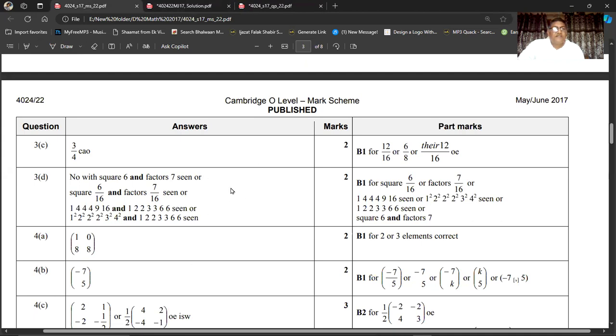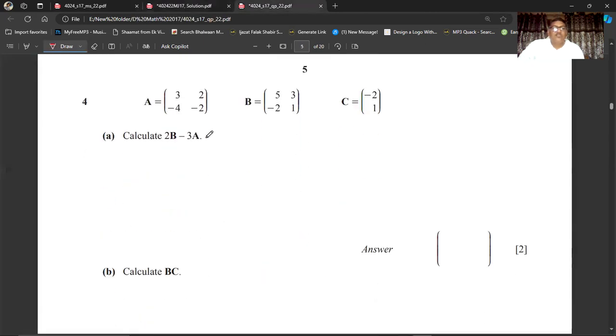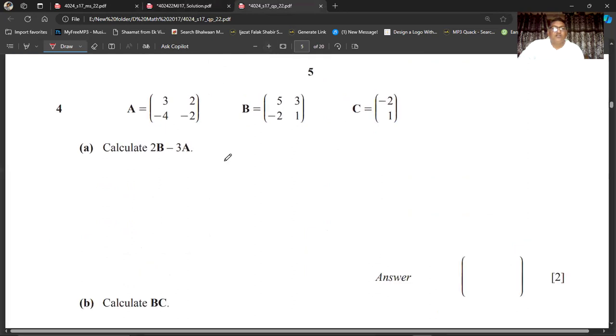So this is the answer. This is how it is done. Okay, I hope you understand. Question number 4, we are going on to question number 4. It's A part. Here a matrix A is given, which is 3, 2, minus 4, minus 2, and matrix B, which is 5, 3, minus 2, 1, and matrix C, which is minus 2 and 1. So calculate 2B minus 3A.